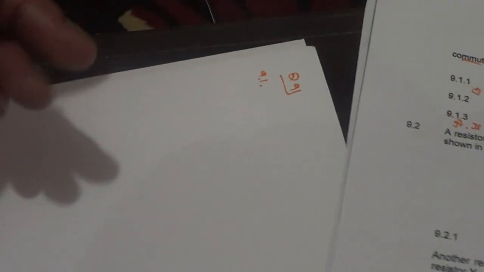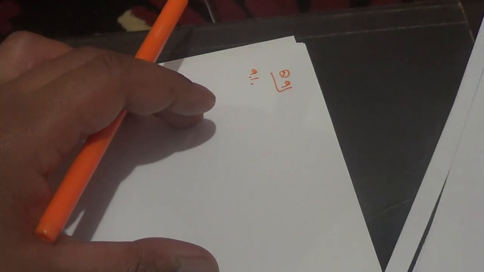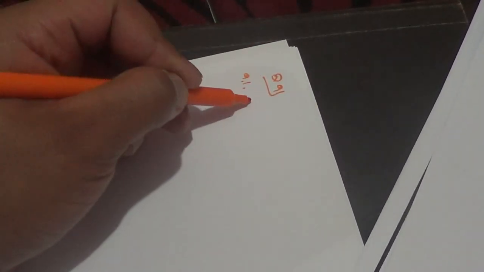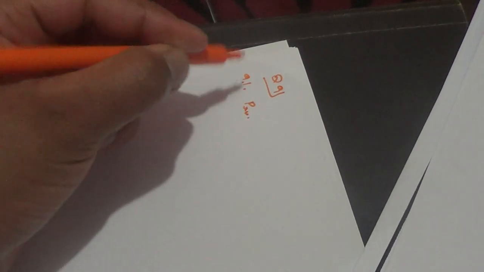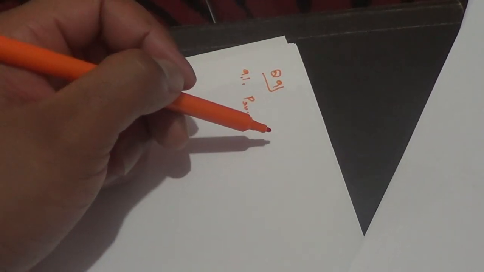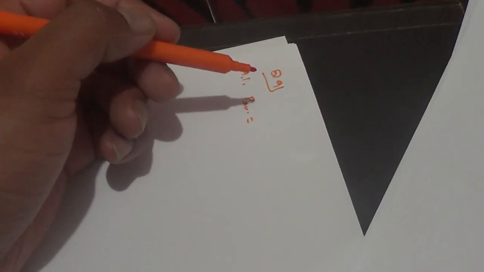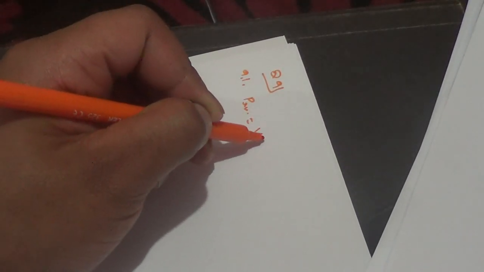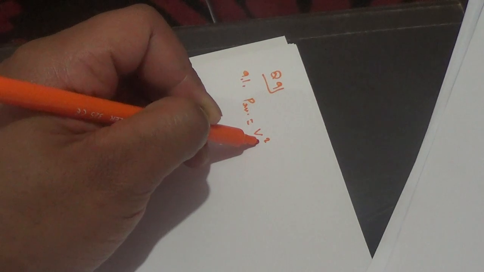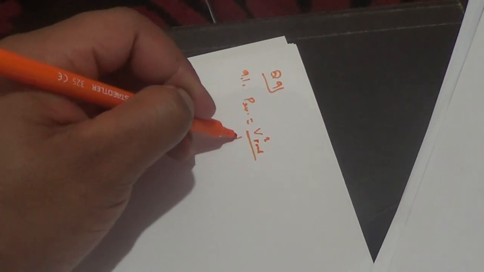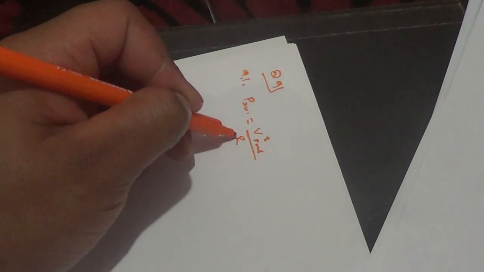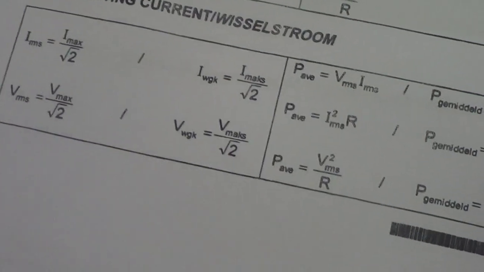Not a problem. So this one needs us to use power. So we know that power, this is the average power, equals, we want the resistance. So power is V squared, but this V is the RMS voltage, over R. I think there is a formula like that. Let's just be sure for a second. Yes, there it is at the bottom. That is the one. So I think that is what we need to use here.